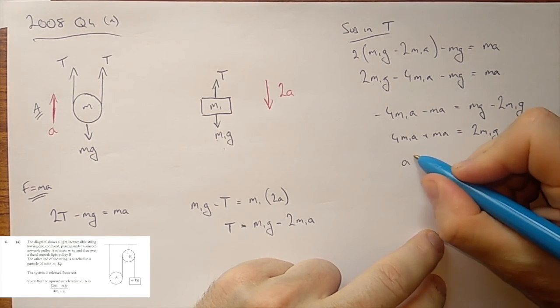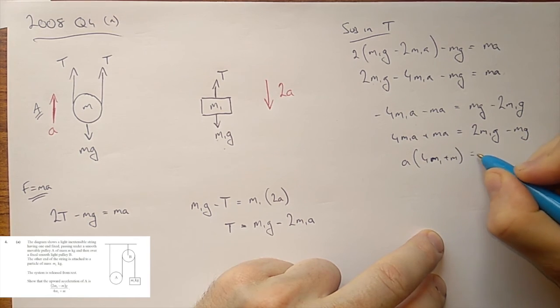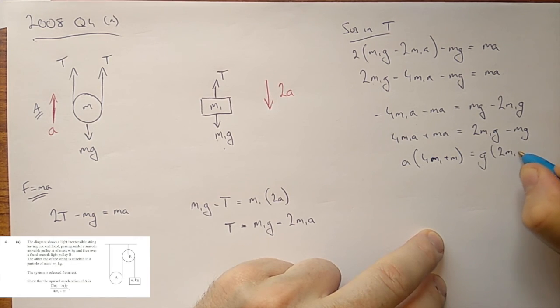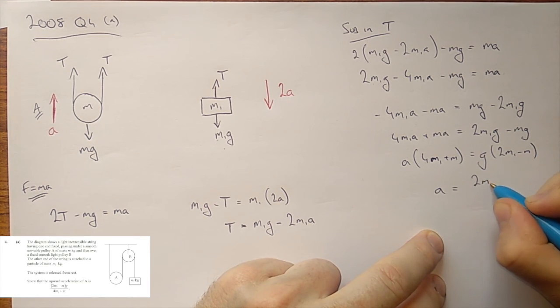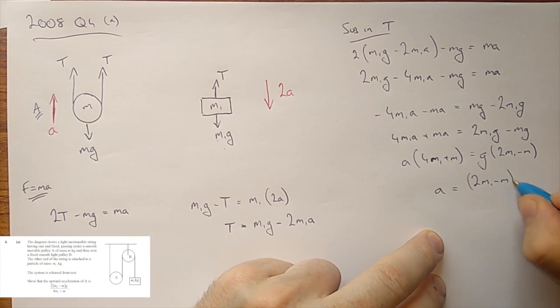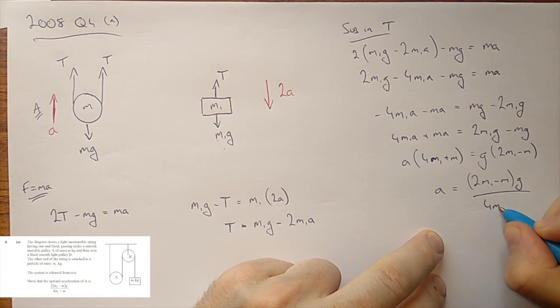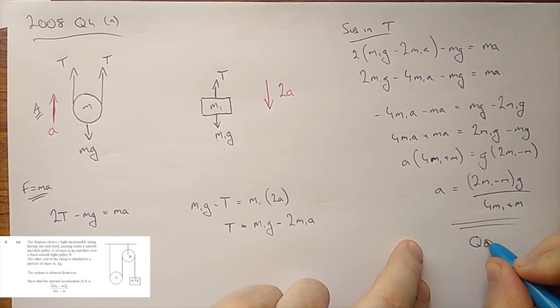Pull a out of it. A factor of 4m1 plus m, sorry about that. And on the other side, if you look at the original question, you'll see g is coming out of it, 2m1 minus m. Rearrange: a equals 2m1 minus m, and I'll just put g on this side because that's what they have in the question, over 4m1 plus m. Double check that's exactly what we're looking for, and there we have it, QED.